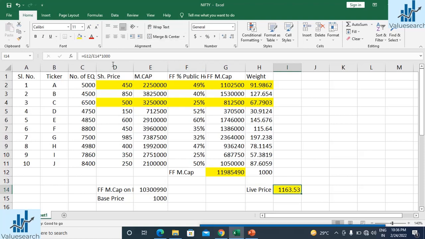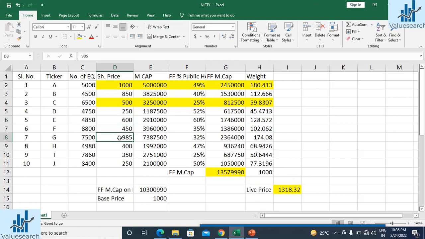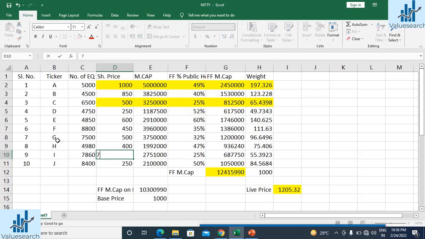I'm highlighting it also. So see, if the share price of company A becomes 1000, see, the live price has changed. If this 150 rupees changes to, let's say, 250, look at how the live price changes. See, the live price has changed. This share, company G, if from 985 rupees it becomes 500, how does the live price change? Look at it. This company, from 350, if it becomes 750, how does the live price change? Look at it.